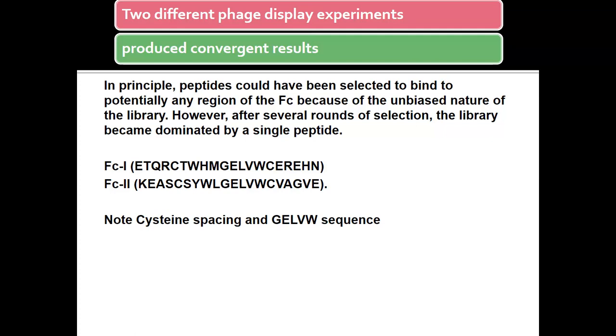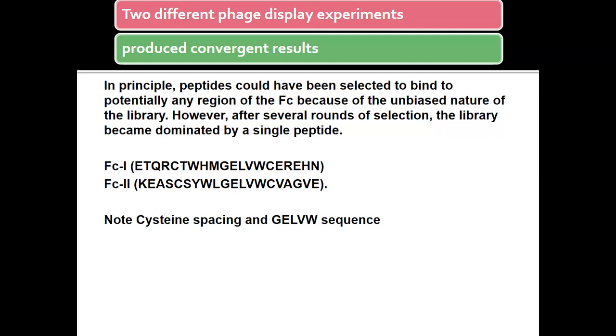They get it once, and they got that peptide. Two independent experiments. So what do you notice? Look for the cysteines. The cysteines are in about the same place. They're about 5 in from the end in each case, even though that could have varied. And look, do you see the sequence similarity in the middle? The GLVW sequence is the same in the middle.